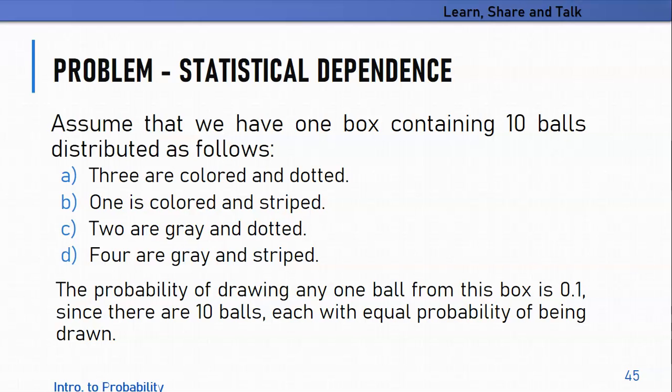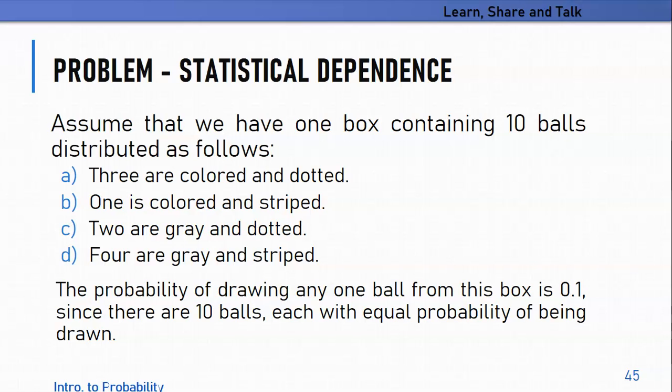Let's suppose that we have one box containing 10 balls, and the balls are divided into two types. Some balls are colored and some balls are gray. Out of colored, some balls are dotted and some are striped. Similarly, out of gray, some balls are dotted and some are striped.